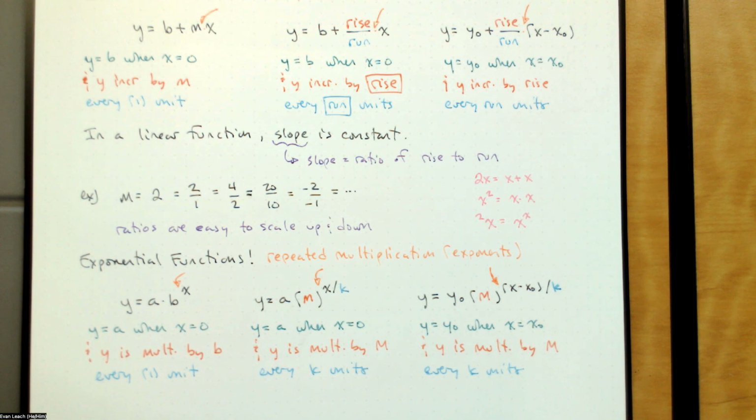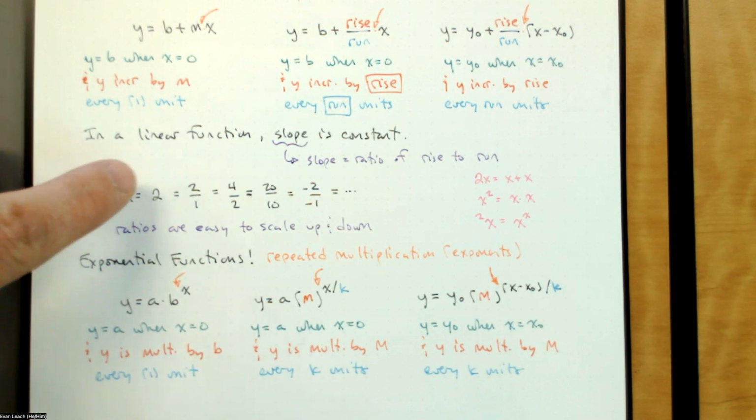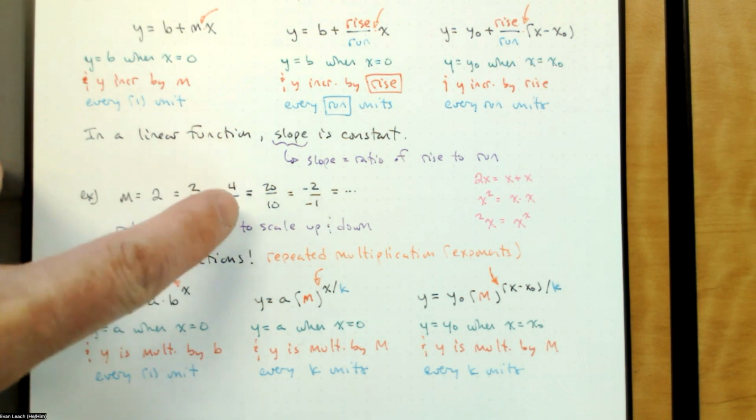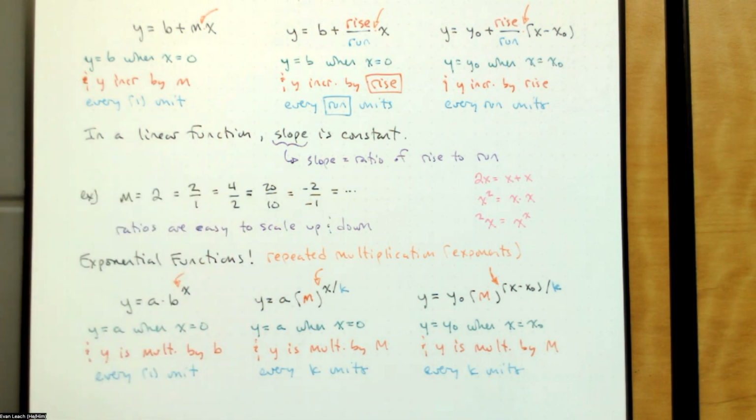So the reason that linear functions are so simple is that the defining characteristic, the slope, is constant. That's easy to deal with. A slope of 2 is 2 over 1, 4 over 2, 20 over 10, 10 over 5, -2 over -1. That's really easy to change. Exponential functions, it's more difficult.